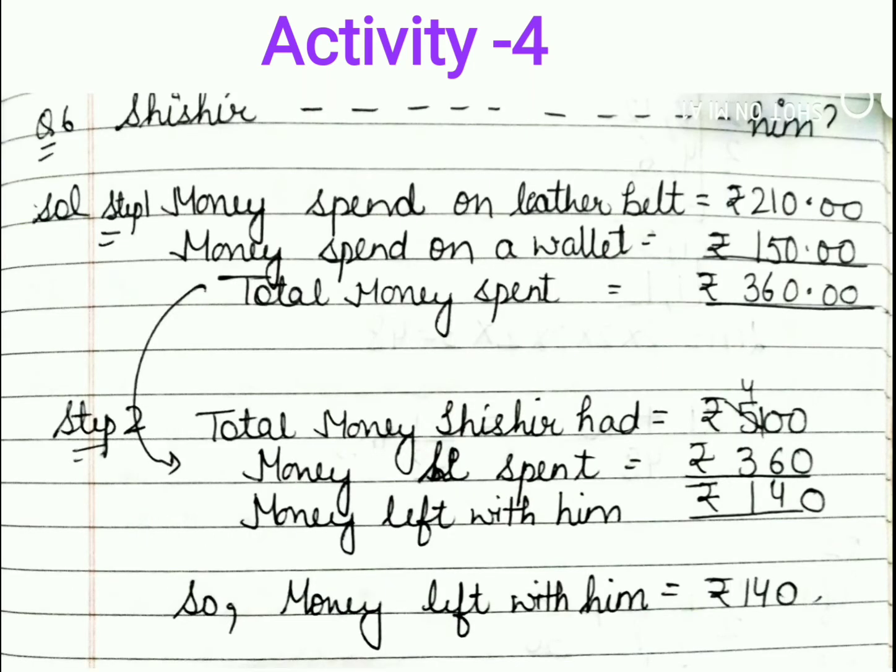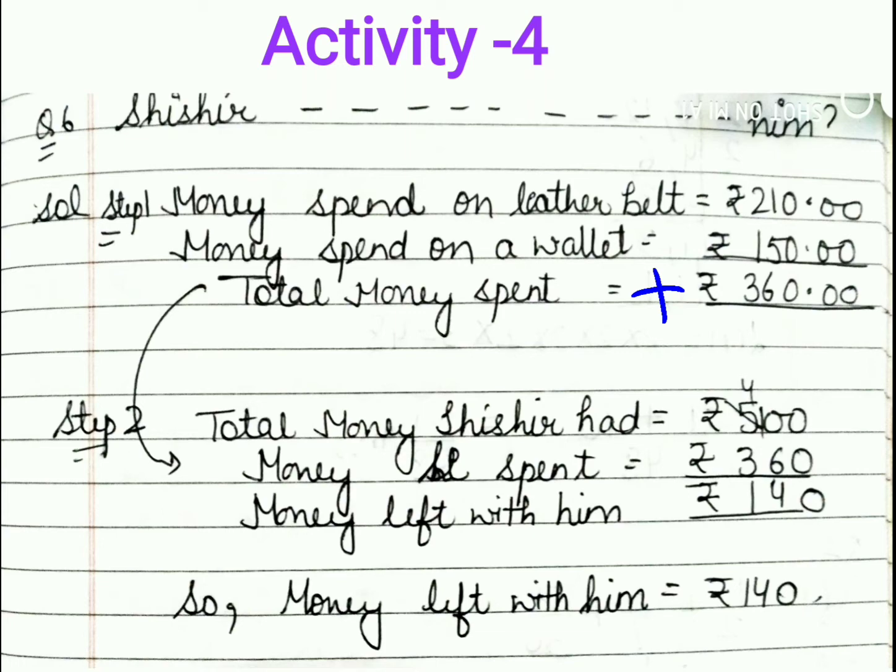Firstly in step 1 we write money spent on leather belt rupees 210. Money spent on a wallet, that is rupees 150. Then for total money spent, you will have to do plus. So 0 plus 0 is 0, 1 plus 5 is 6 and 2 plus 1 is 3.